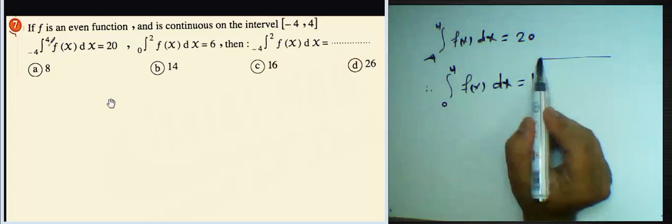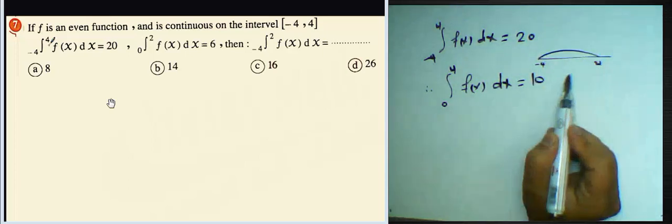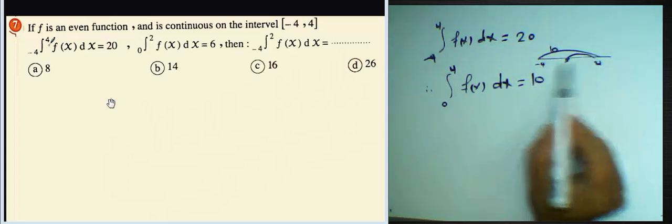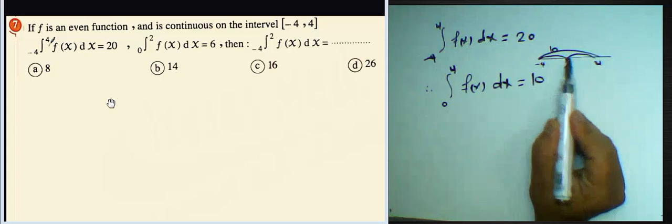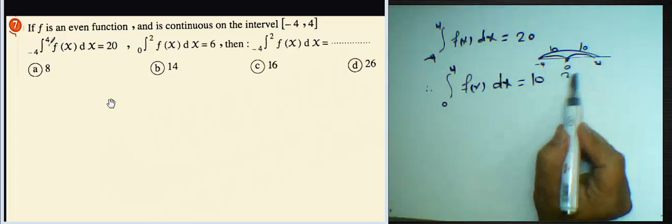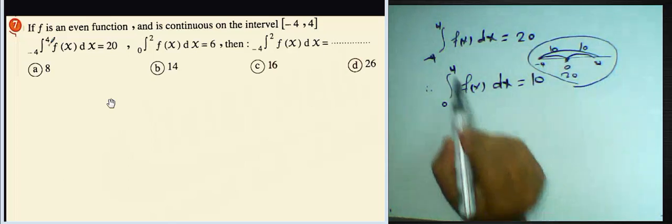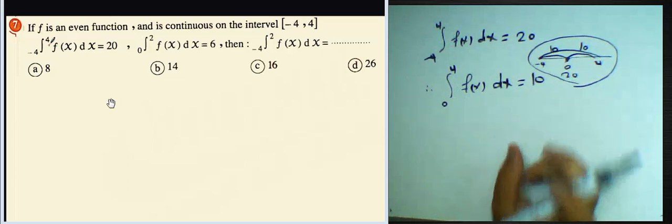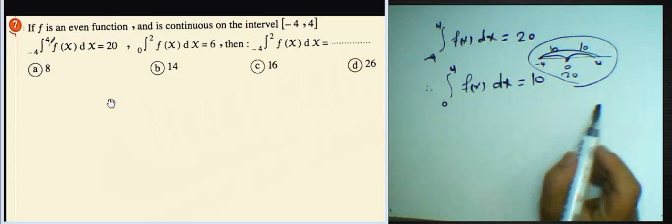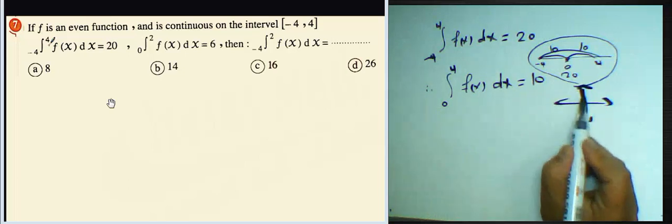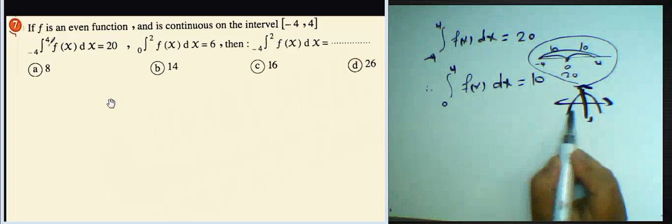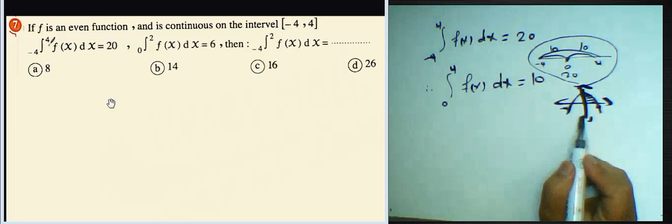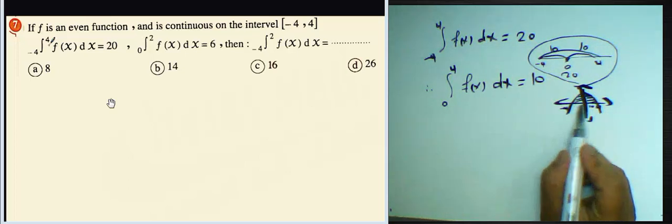Understood? He gives us from -4 to 4, it will be what? 20. Then the result here from -4 to 0 equals 10, and the integral from 0 to 4 will be 10. 10 plus 10 equals 20. Understood this information? So the integration from 0 to 4 will be 10, because he tells us his function is even. Understood? You know, for an even function like this, integration from -4 to 4 is 20, then the integration from 0 to 4 will be what? 10, and integration from -4 to 0 equals 10.